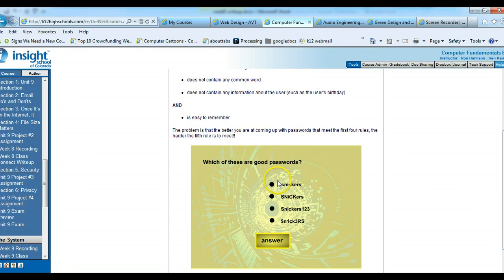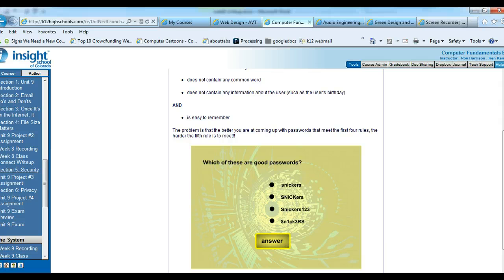So if you look at this list, which of these might fit the rules up above here? So check those out. About Snickers 1, 2, 3. Well, it doesn't have any special characters. I mean, these two are pretty good passwords, but they don't have special characters. But look at this one, the last one with the special characters. So some things to think about.